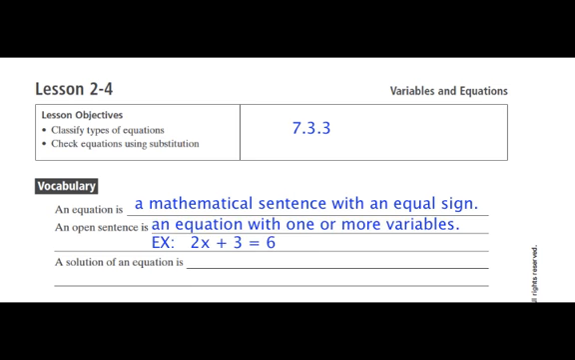An open sentence is an equation with one or more variables. An example of that would be 2x plus 3 equals 6. A solution of an equation is a value for a variable that makes an equation true. So when you solve an equation, when you find what x equals, that is the solution to the equation.